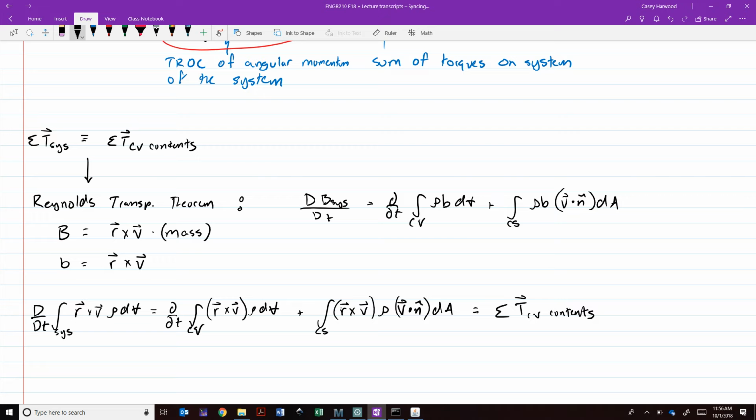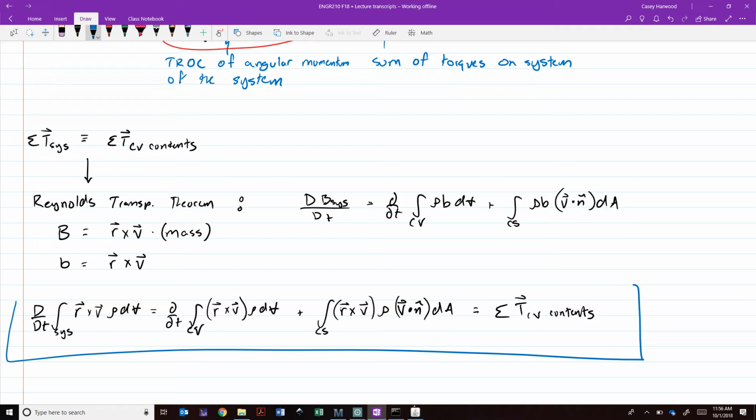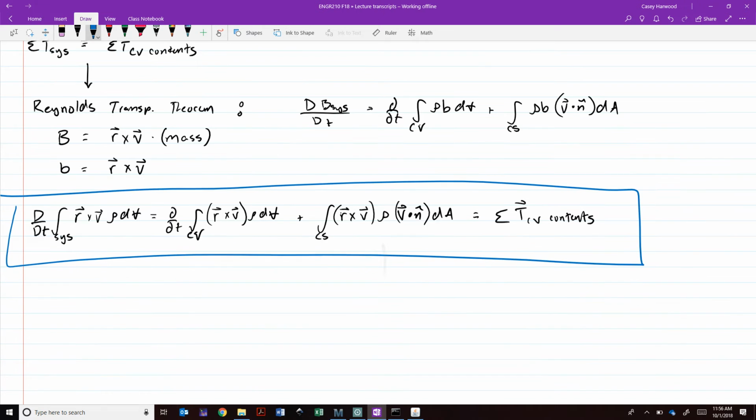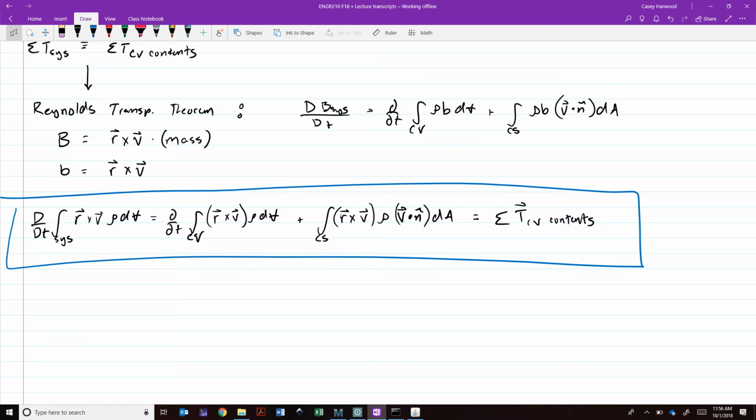Alright, so this here is what we refer to as the angular momentum equation, or the moment of momentum equation. Really, it looks very similar to what we've been doing with the linear momentum equation. The only exception being that we've simply put an R cross in front of everywhere that we had a velocity. Okay, everywhere that velocity was our intensive property.